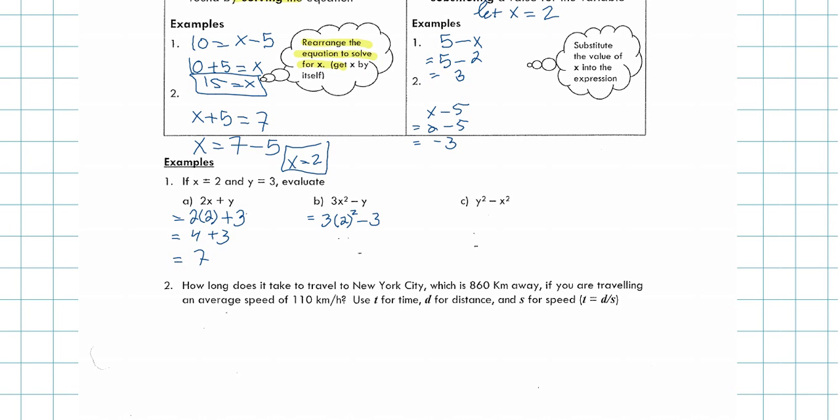What must I do first here? The exponent. So I have to do the 2 squared first. Okay? I can't multiply the 3 by the 2 first. It's not correct because then you're squaring 6 instead of squaring 2. So in this case, I have to square the 2 first, which is 3 times 4 minus 3. And that gives you 12. Take away 3, which is 9.